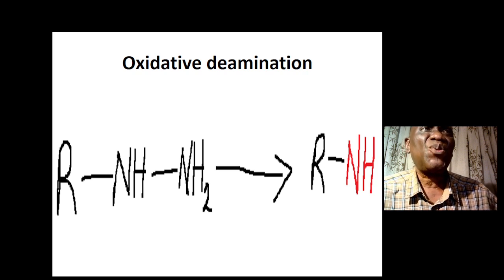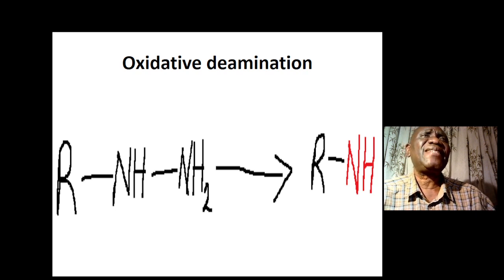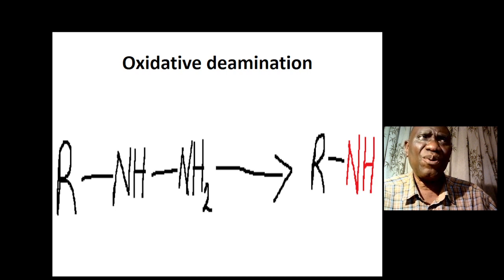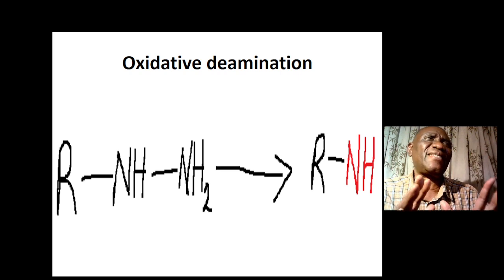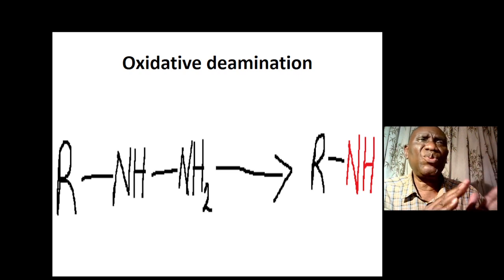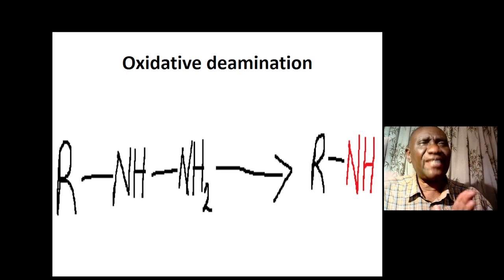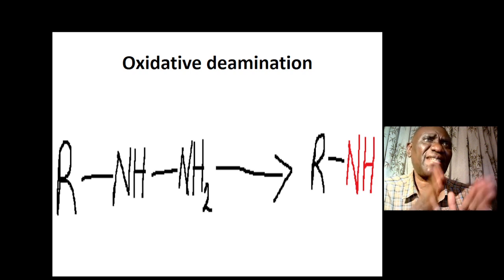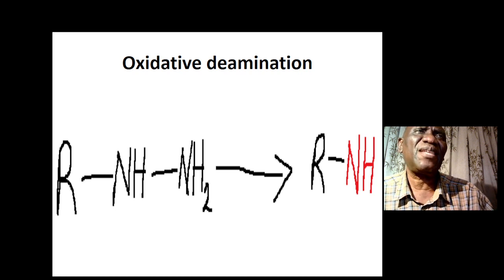There is what we call oxidative deamination. In this case, you have your R, which represents something complicated, but you have got two nitrogens in sequence, NH attached to NH2. If you have such a situation, after oxidative deamination, we are going to remain with the one NH.